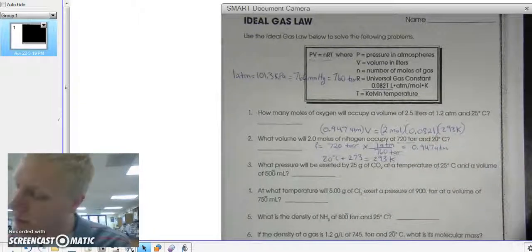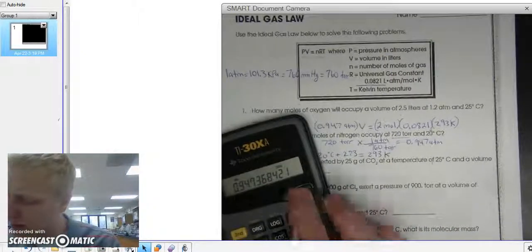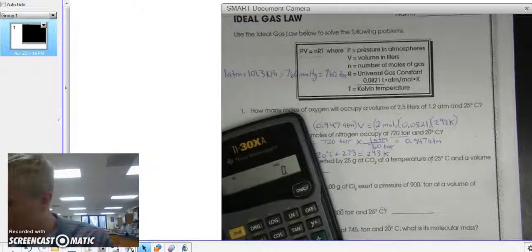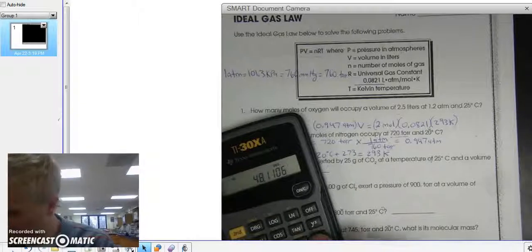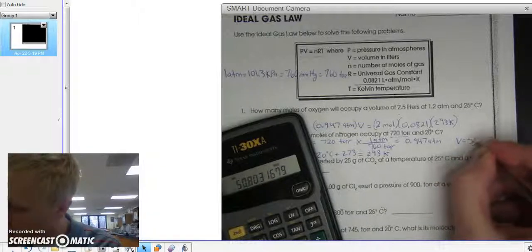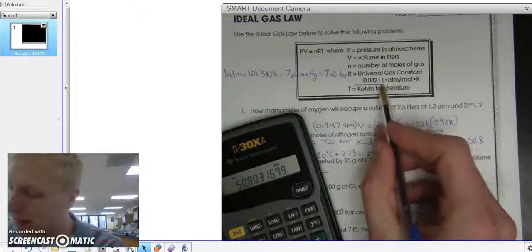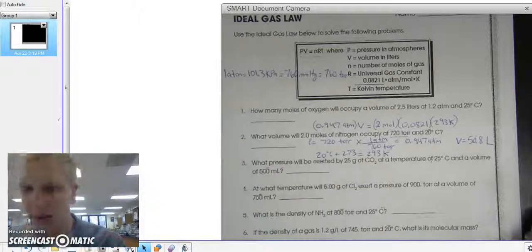From here, we just got to use our Math Algebra 1 skills. And there's multiple ways to solve it. What I'm going to do is type in 2 moles times 0.0821, and then I'm going to times that by 293, and I'm going to divide both sides by 0.947. That gives me 50.8 for my volume. And since my ideal gas constant has liter units, my volume is going to be in liters.